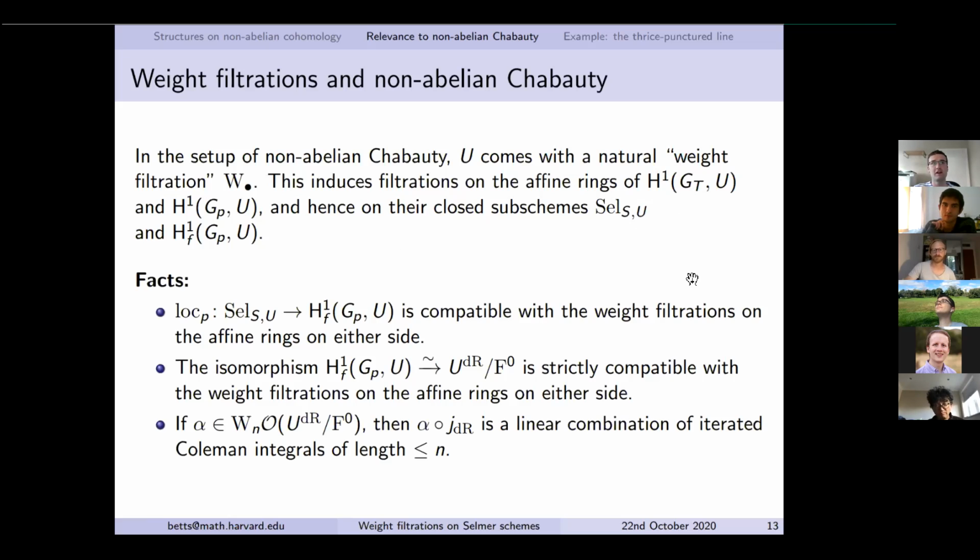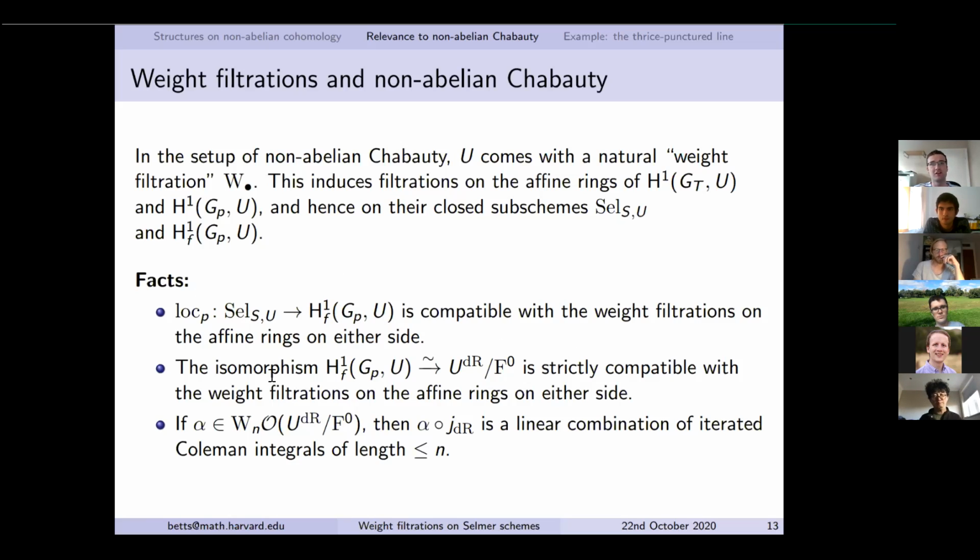And then we need three facts corresponding to the previous three facts, which is the bit that I'm currently dealing with in the write-up, but I'm confident that these things are true when I say they're facts. The first is that we have this localization map from the global Selmer scheme to the local Selmer scheme, and this map is compatible with the weight filtrations on the affine rings of either side. This is basically formal.